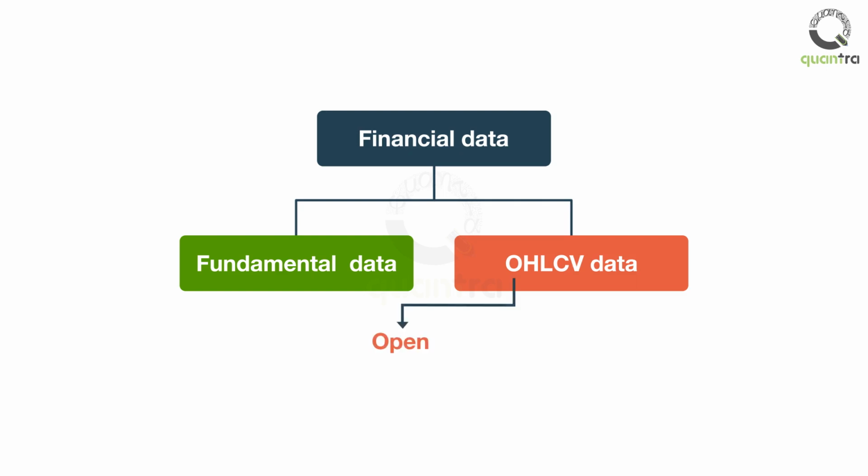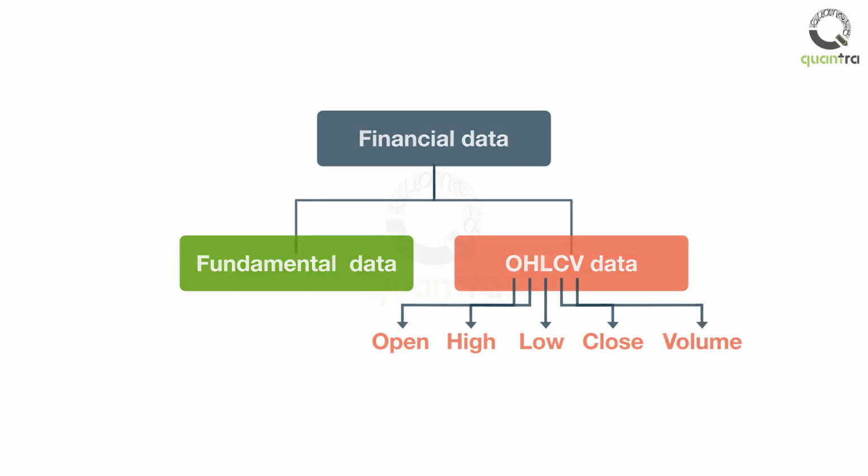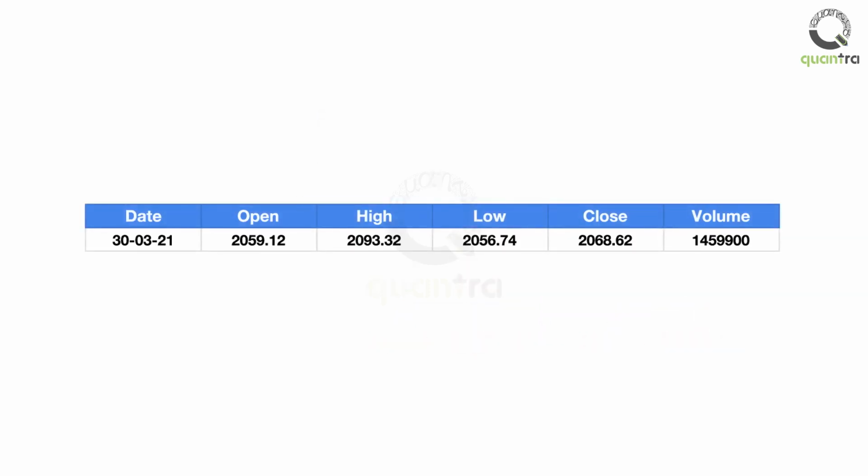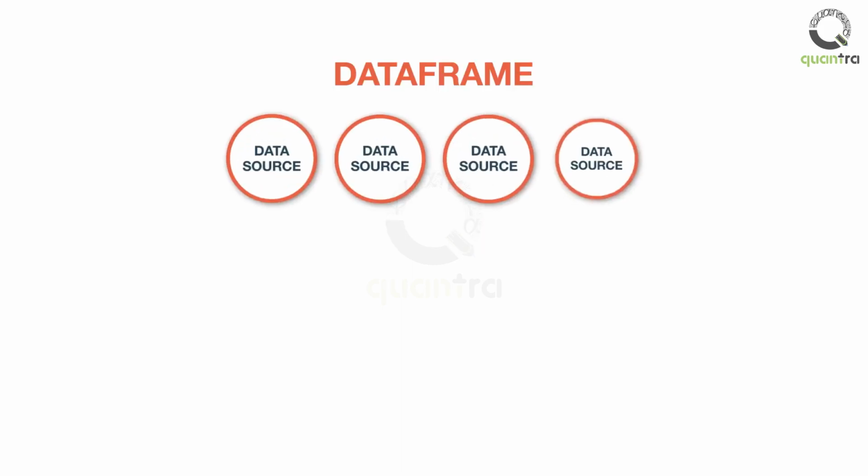OHLCV data means the open, high, low, close prices, as well as volume of a stock. For example, Google's OHLCV data on 30 March 2021 is shown on screen. Usually, the financial data that is pulled from various data sources is stored as dataframes.